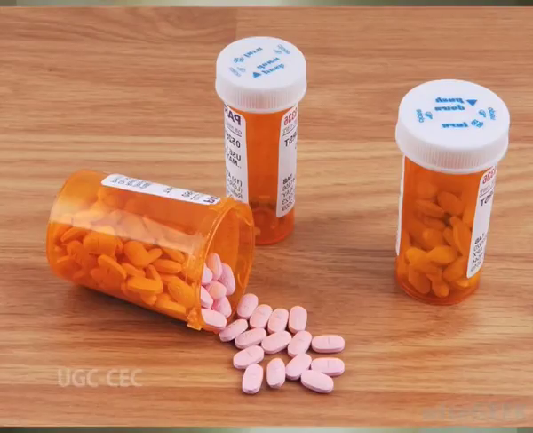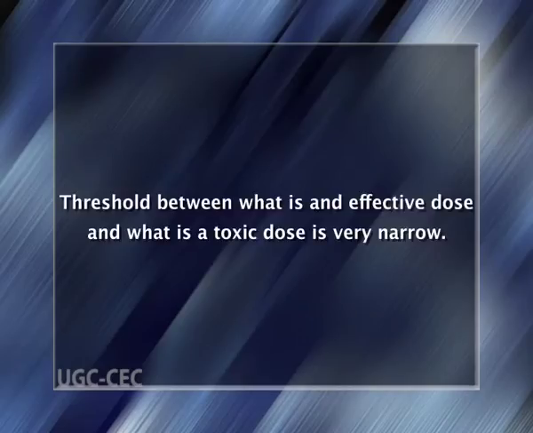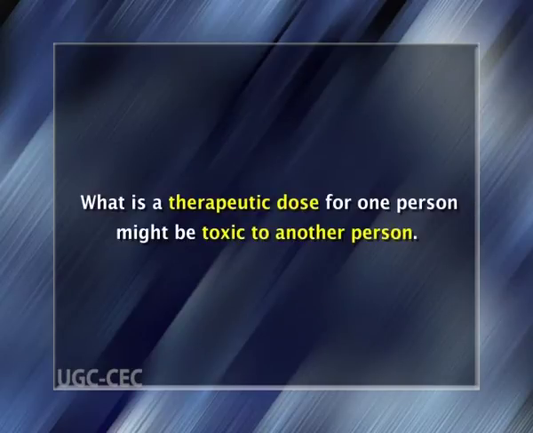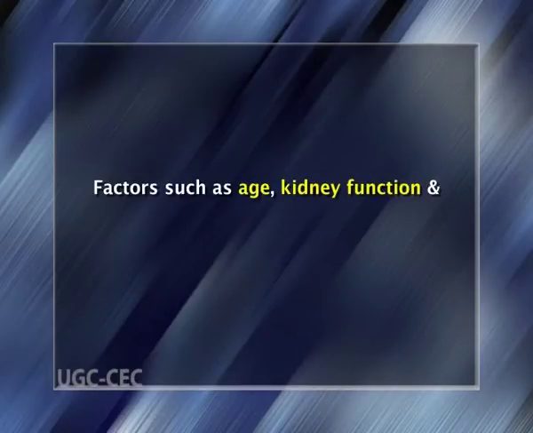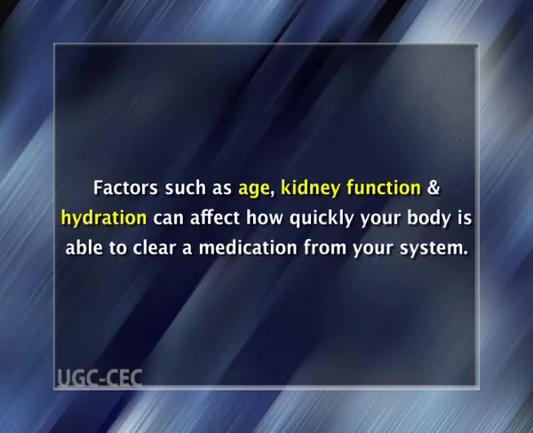In some cases, such as with the drug lithium, the threshold between what is an effective dose and what is a toxic dose is very narrow. What is a therapeutic dose for one person might be toxic to another person. Drugs with a longer half-life can build up in a person's bloodstream and increase over time. Additionally, factors such as age, kidney function and hydration can affect how quickly your body is able to clear a medication from your system. This is why medications such as lithium require frequent blood testing to keep track of the levels of the drug in your bloodstream.